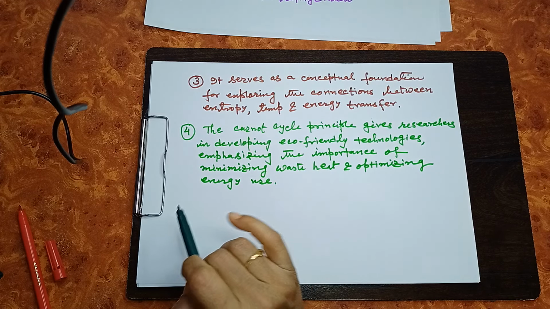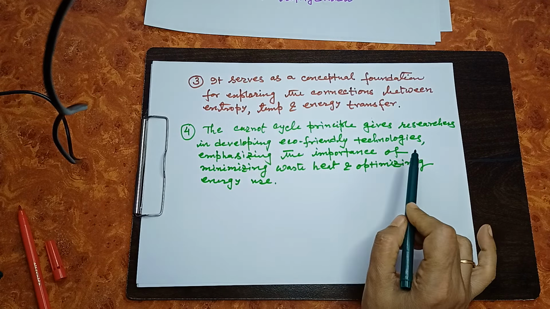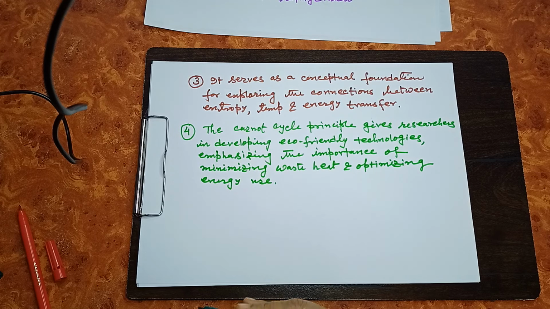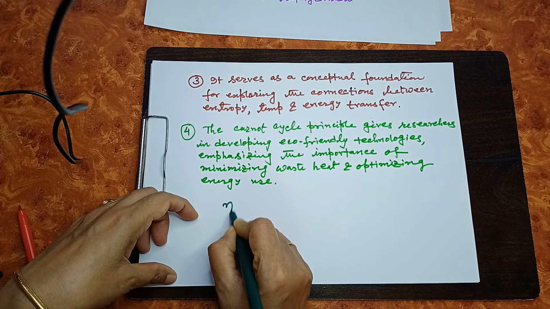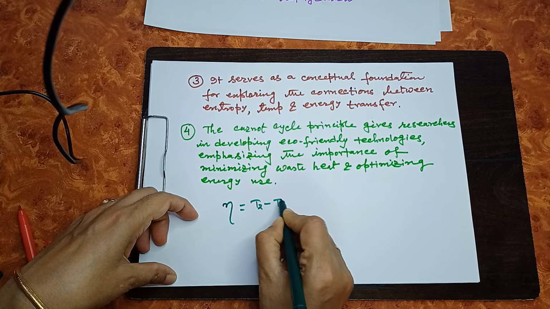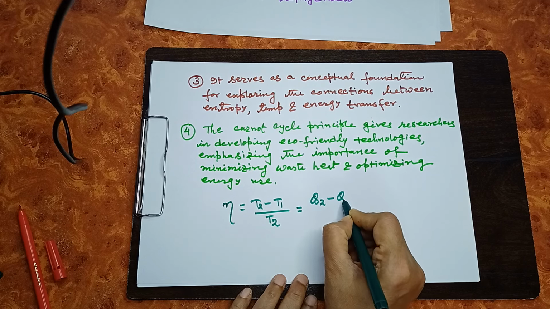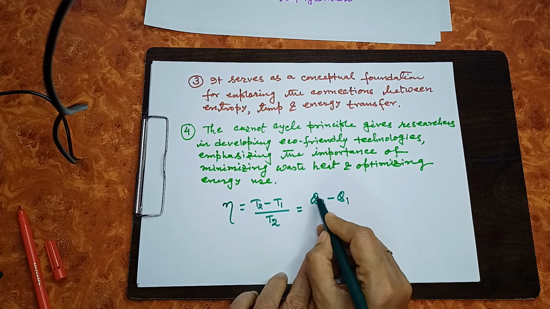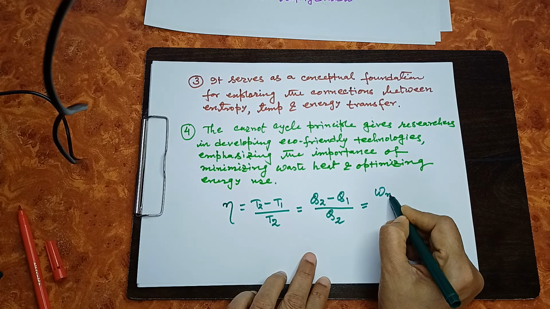Okay. Now the last point, the Carnot cycle principle helps researchers in developing eco-friendly technologies, emphasizing the importance of minimizing waste heat and optimizing energy use. To increase the efficiency of the heat engine, what you have to do? You have to minimize the waste heat. That means minimize the amount of heat which is going to the sink, because we know that eta is equal to (T2 minus T1) by T2, or in other words you can write that is equal to (Q2 minus Q1) by Q2, and that we can write as W net by Q2.